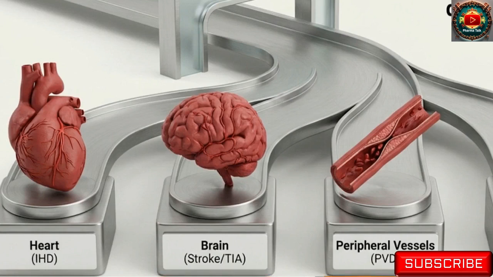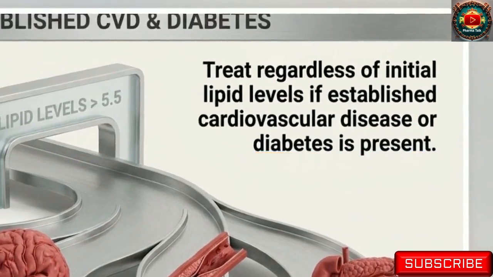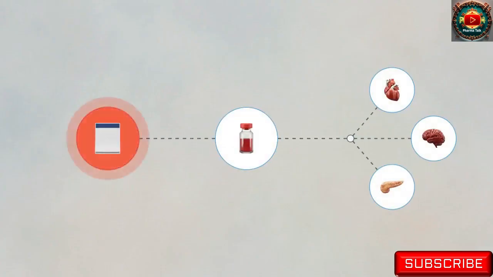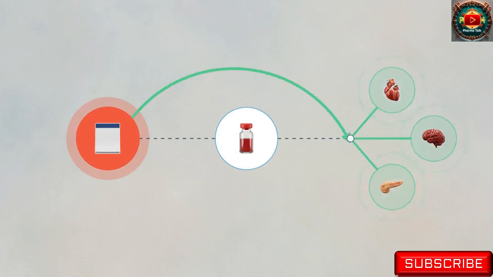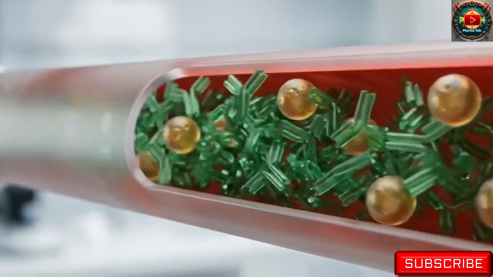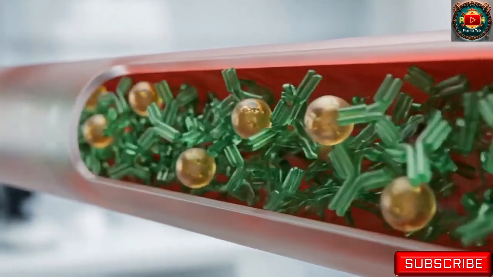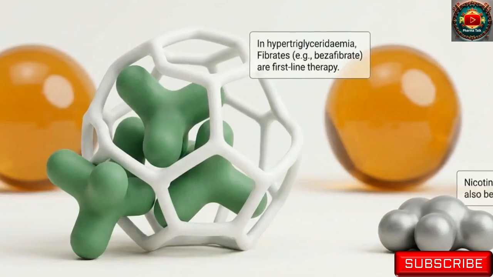Peripheral vascular disease and diabetes follow the same aggressive protocol. Both conditions require immediate pharmacological intervention regardless of initial lipid levels. When end organ damage is present, the algorithm prioritizes immediate protection over conservative screening. However, when high triglycerides emerge as the primary issue rather than cholesterol, the entire treatment protocol undergoes a fundamental and immediate shift. Fibrates are the first-line therapy here.